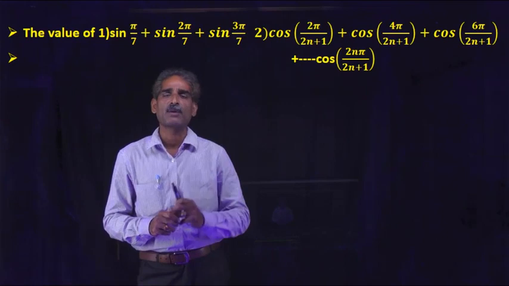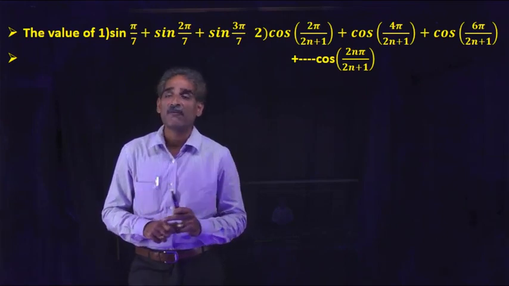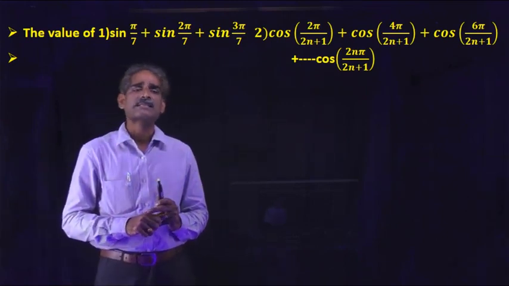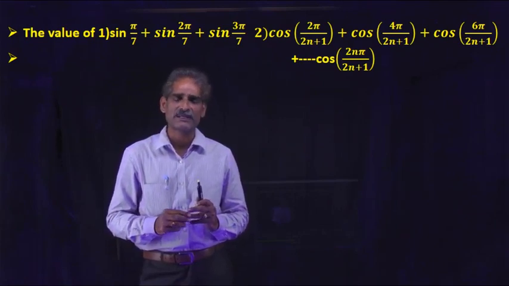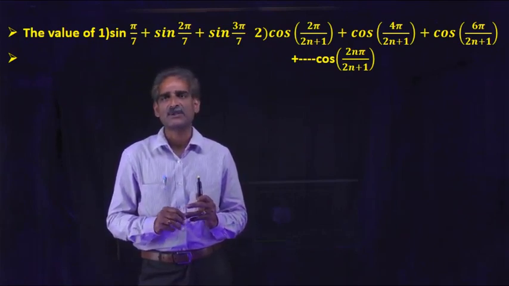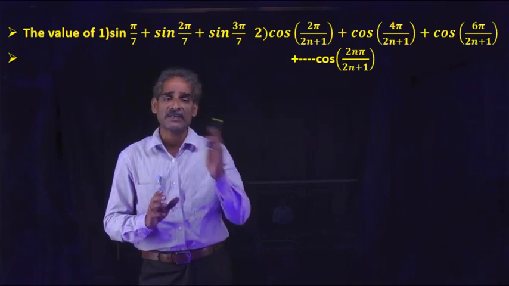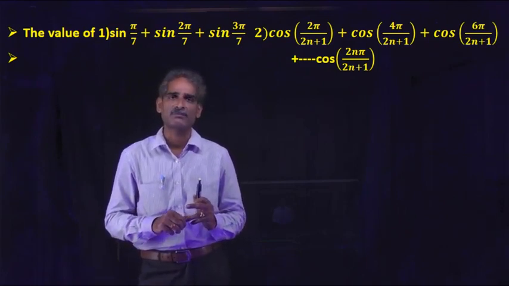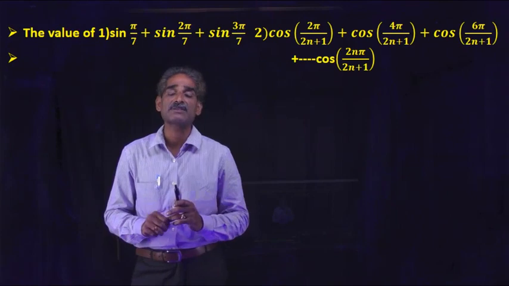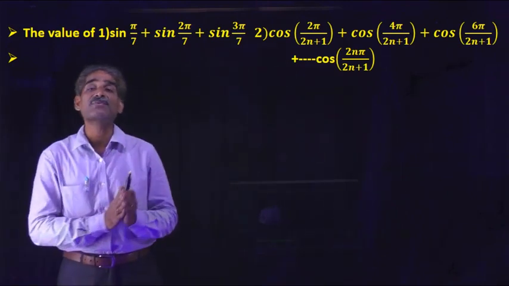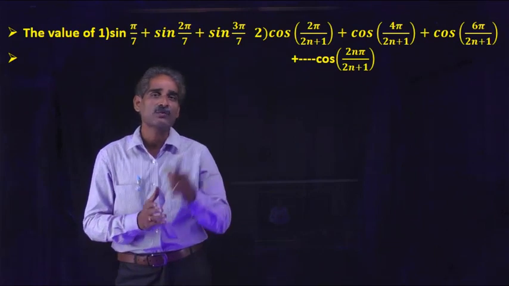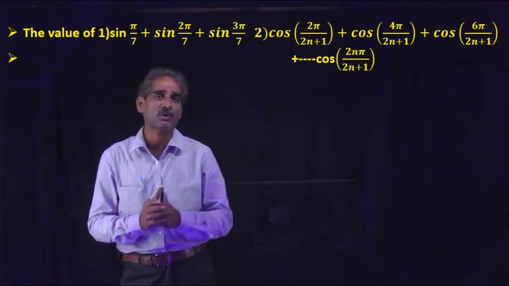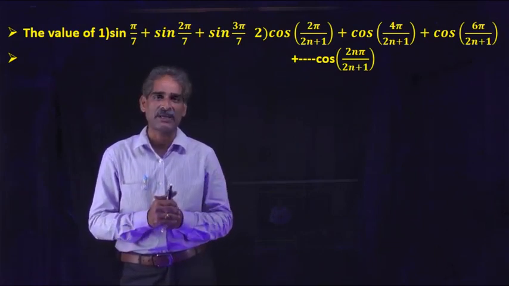So see the problem. The value of sine pi by 7 plus sine 2 pi by 7 plus sine 3 pi by 7. So all of you know when they are in product form. Here there is a sum of sine functions and the angles are in AP. So how can you find the value? In the general process it is difficult and it will take some time.